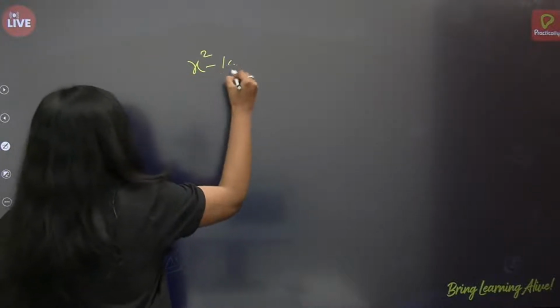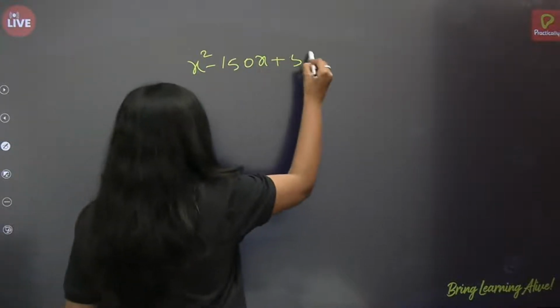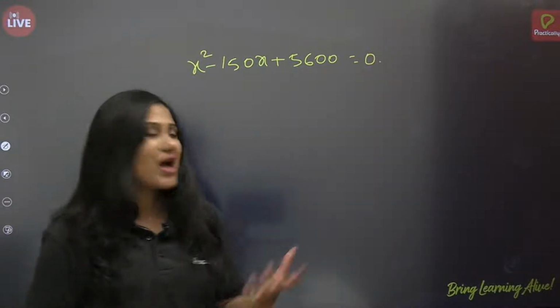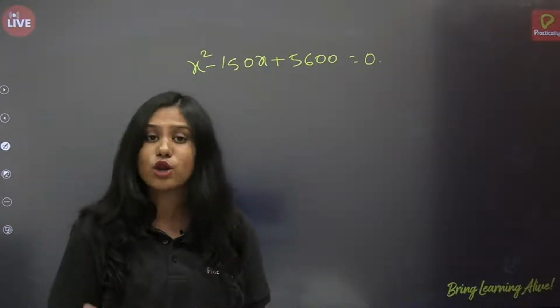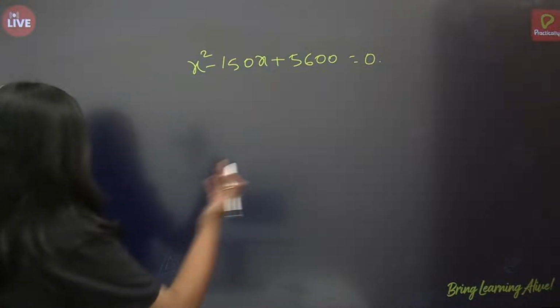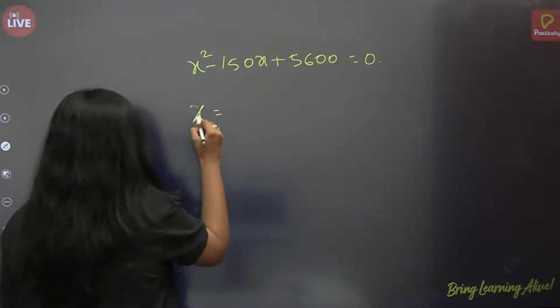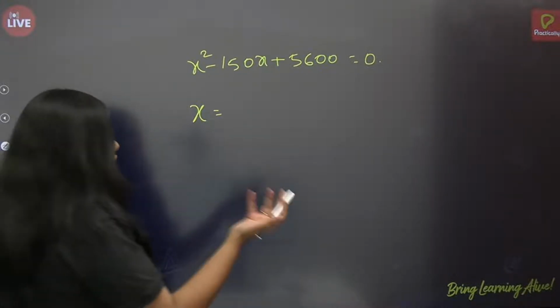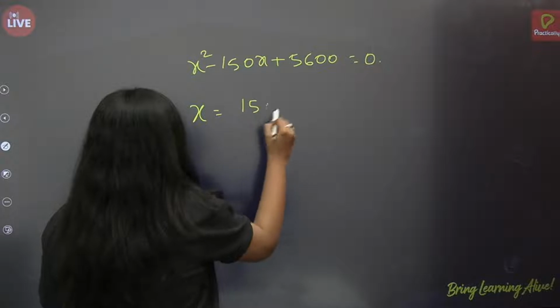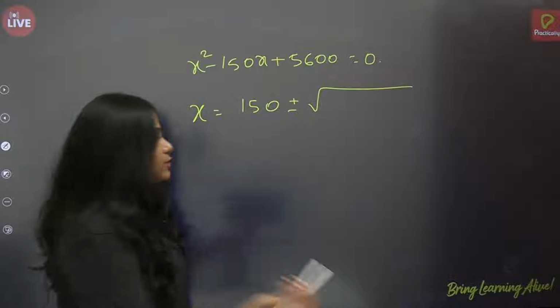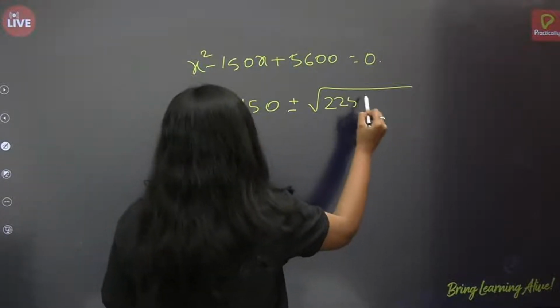x square minus 150x plus 5600 equals 0. For me especially, factorizing 5600 would consume a lot of time, so let me just use the quadratic formula and solve this problem. Again, x equals minus b plus or minus under root b square minus 4ac by 2a. Let's substitute: 150 plus or minus b square. What is 150 times 150? 22500.